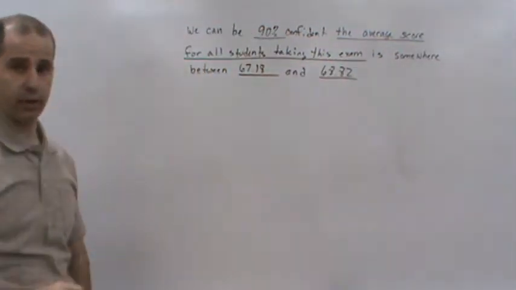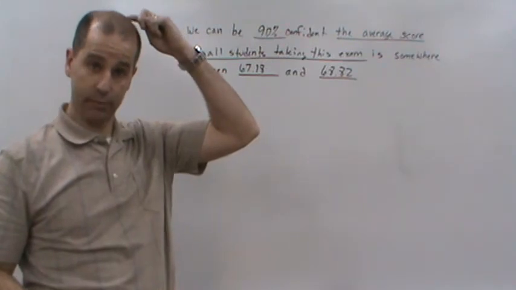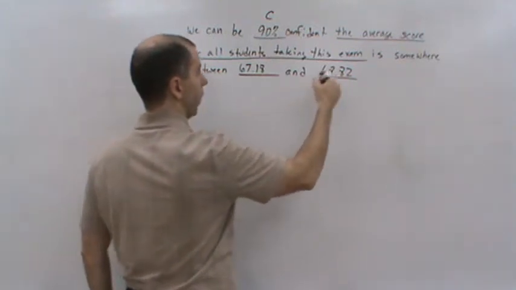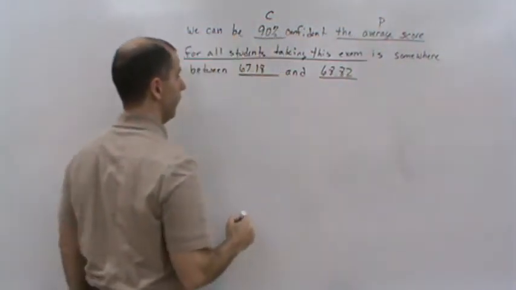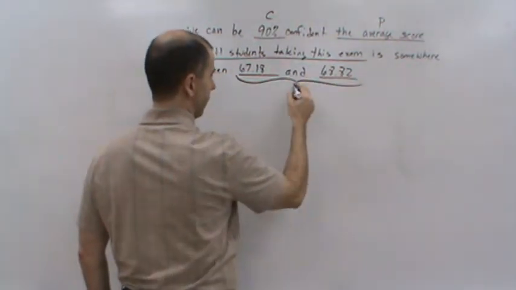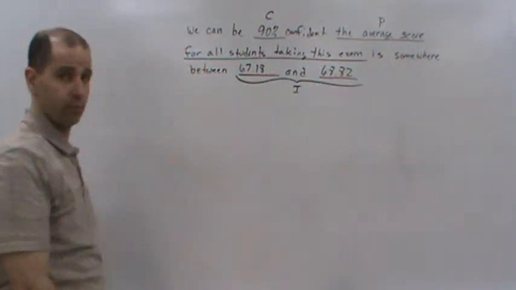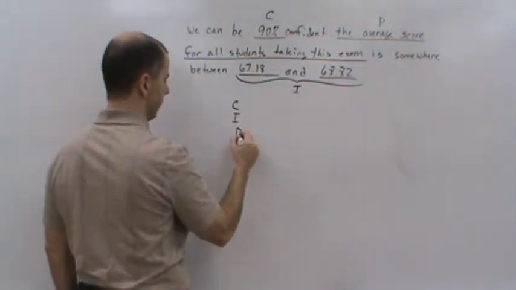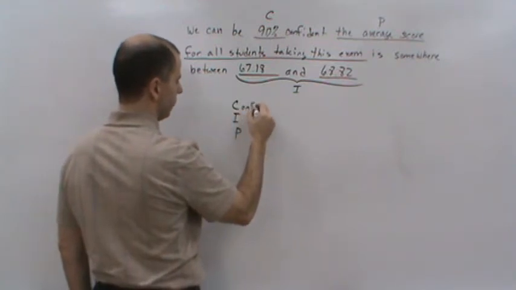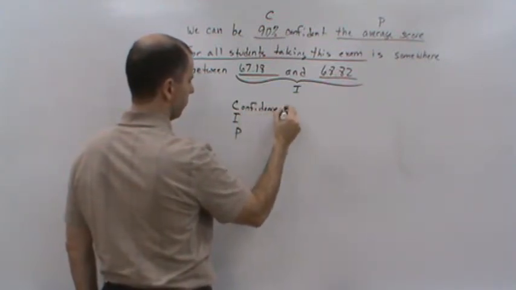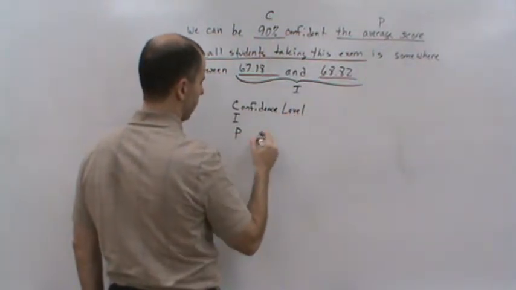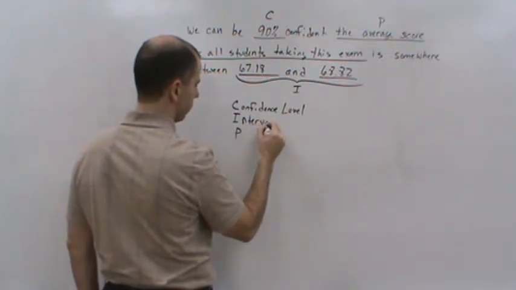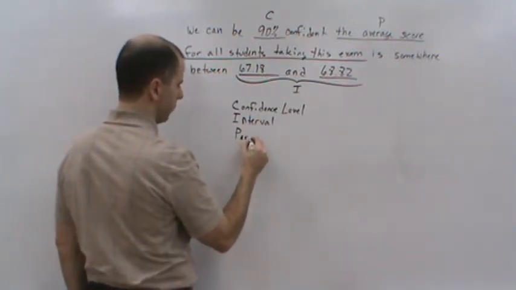And everything I underlined are the important pieces you need to have. Okay? So we need a confidence level, C. We need the parameter of interest, P, and we need the interval, right? It has to include the interval, right? The two numbers, right? So always remember CIP. We need a confidence level, we need the interval, and we need the parameter of interest.